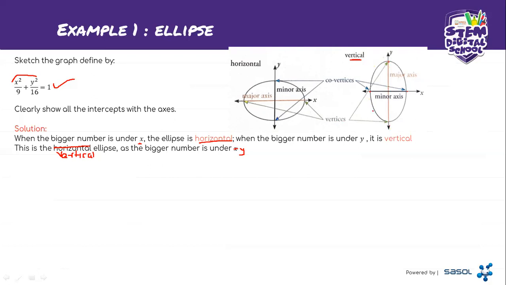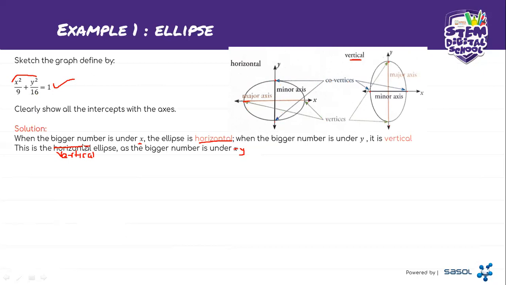But only when this ellipse is vertical. But now, if it's horizontal, now it changes. These points here are now called core vertices, and then these points there are now called vertices. So you must be aware of that, and you must be able to know when it's going to be horizontal and when it's going to be vertical. So it will depend on these two values.